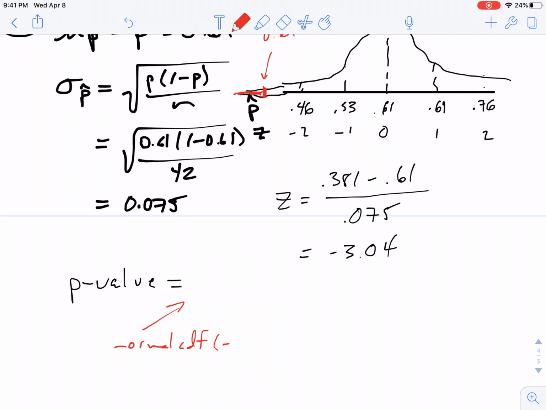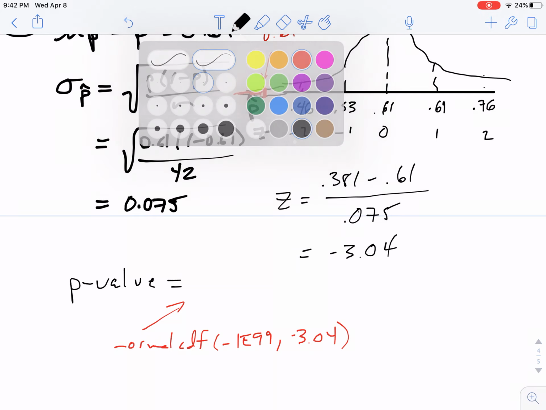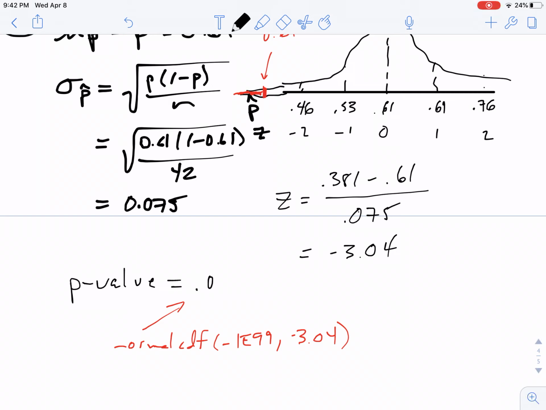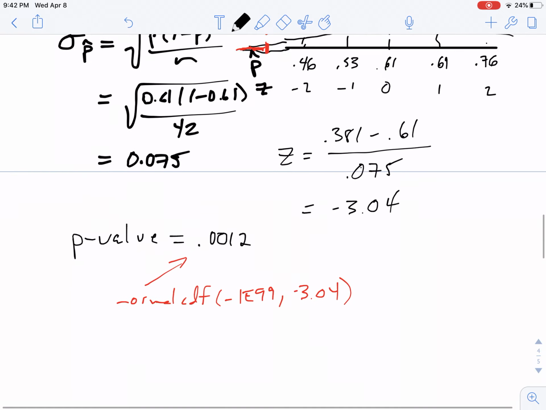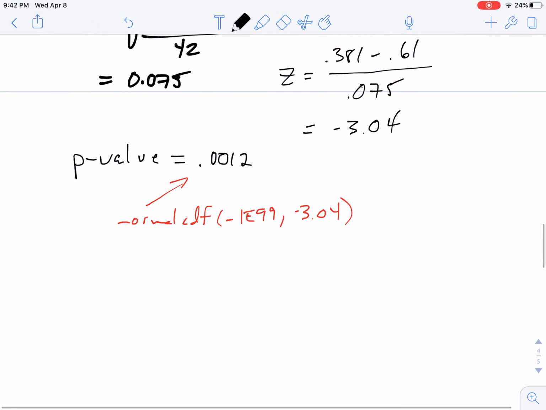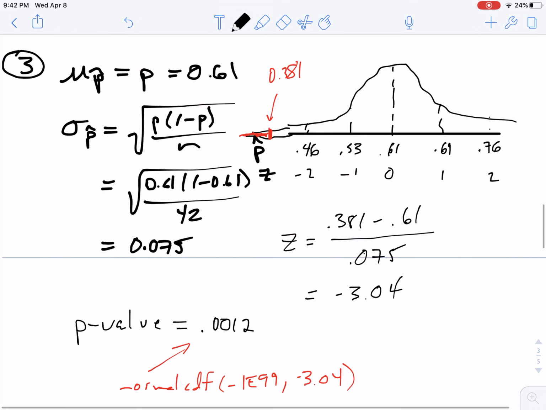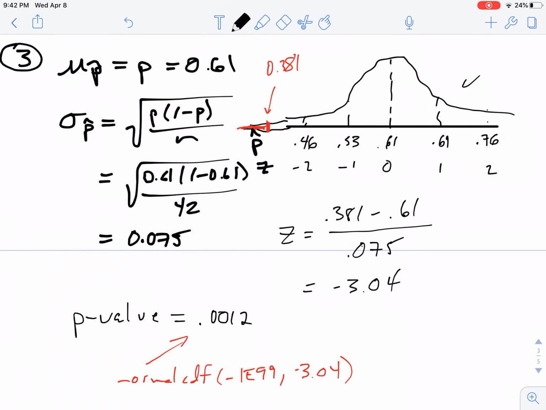Your lower boundary, remember we use -1e99 for a really negative value. We're going to go to -3.04. Keep the mean and standard deviation at 0 and 1 since we are using a z-score here. And then that will end up giving you a p-value of about 0.0012. So pretty low, certainly less than 1%. Okay, so that's your p-value. So again, step 3, just to recap, you want to picture, a z-score and a p-value. We have all 3 of those.